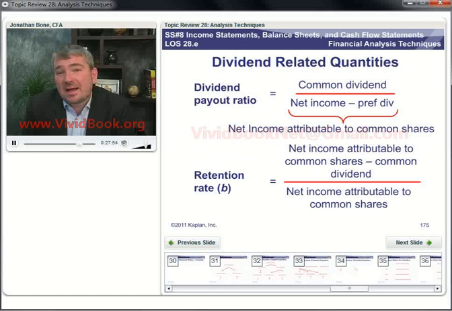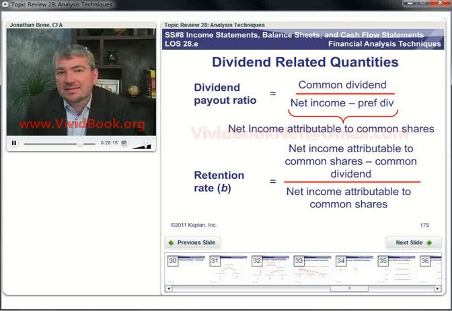Now that's the dividend payout ratio. What we're looking at there is the dividend paid to the common stockholders over the profit that was available to distribute to them, the net income attributable to them. So it's showing you what percentage of your earnings you are paying out by way of a dividend to your common stockholders. Now the retention rate has to be 1 minus the dividend payout ratio.